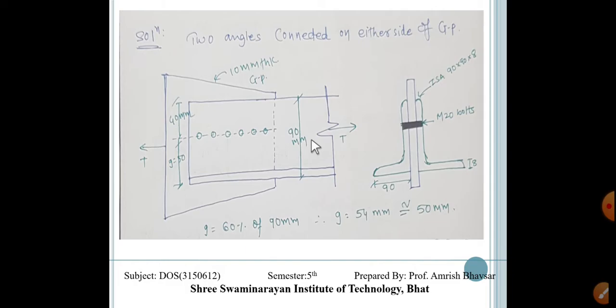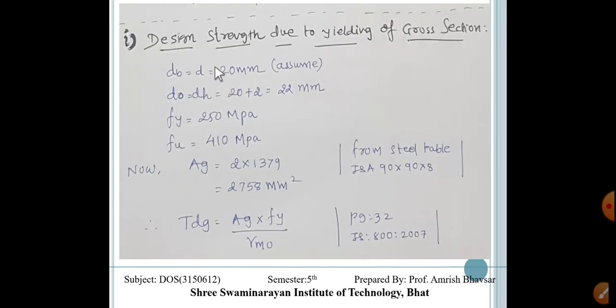Now our first step is to find out the tension capacity for the gross section. That means we have to calculate the full strength of this member. For that we have to calculate the area of this built up section. So let's start. First, design strength due to yielding of gross section.